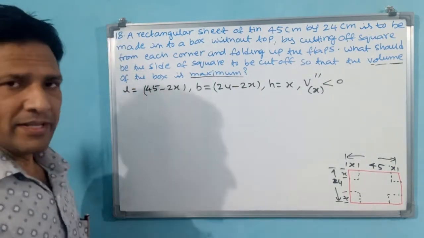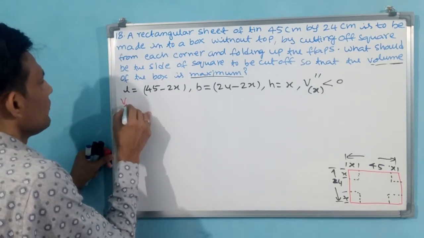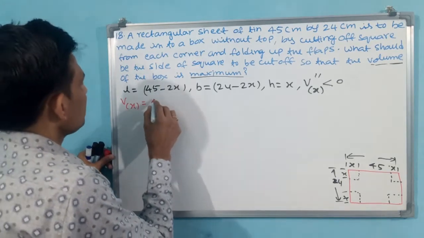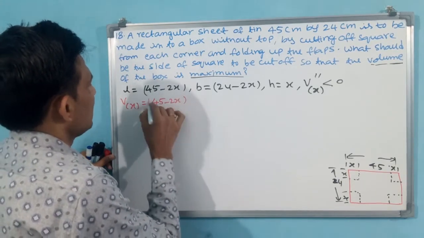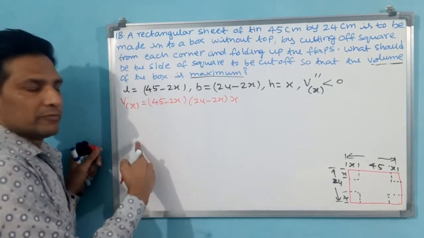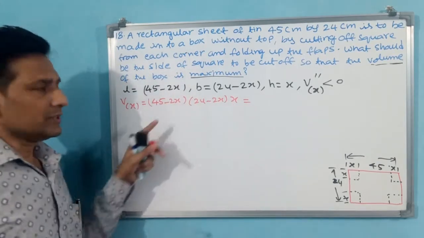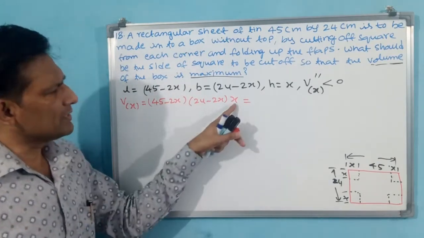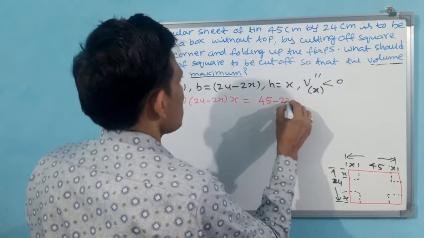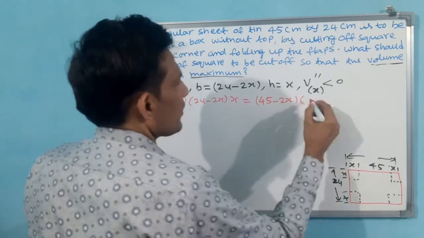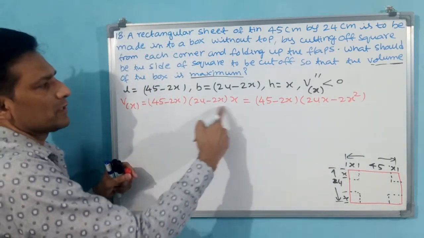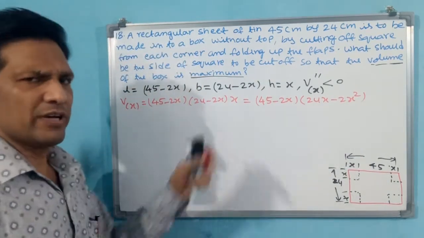Then you write the formula for volume first. V of x is equal to 45 minus 2x into 24 minus 2x into x. LBH, volume. I don't want to take three factors u, v, w, because I will make at least one product. 45 minus 2x into 24x minus 2x square. Now it is in u into v form, we can do it easily.